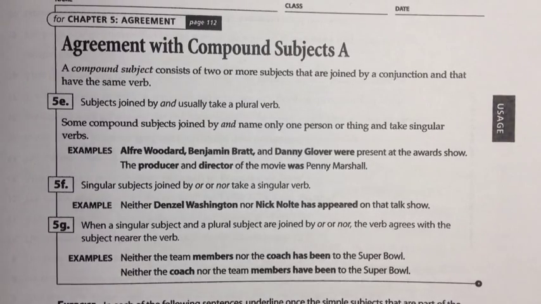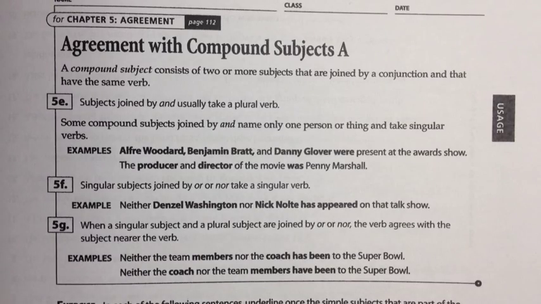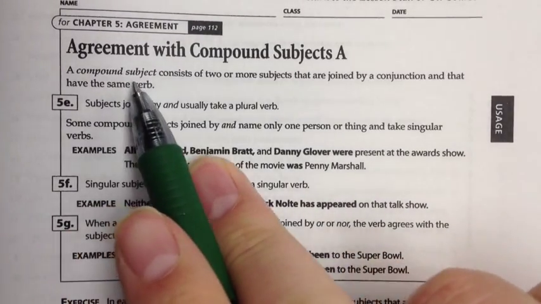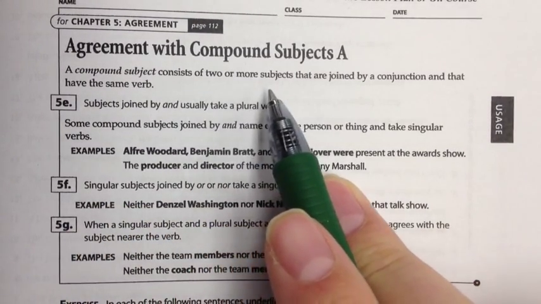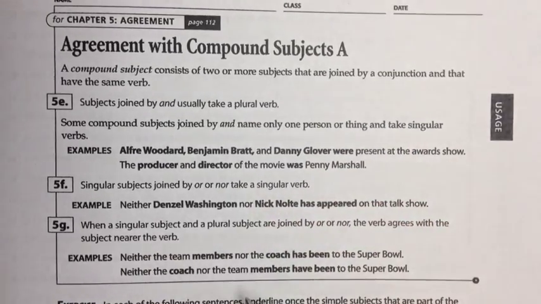Alright, so today's video is about compound subjects. This is when you have a subject and you combine it with another. And the definition here says a compound subject consists of two or more subjects that are joined by a conjunction and that have the same verb. So here's the example.